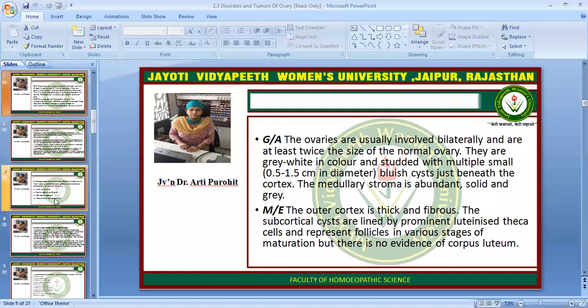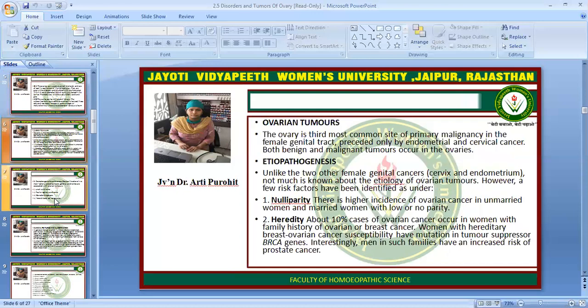On general examination, ovaries are usually involved bilaterally and are at least twice the size of normal. They are gray-white in color, studded with multiple small bluish cysts just beneath the cortex. The medullary stroma is abundant and solid. On microscopic examination, the outer cortex is thick and fibrous. The subcortical cysts are lined by predominantly luteinized theca cells and show follicles in various stages of maturation, but there is no evidence of corpus luteum.